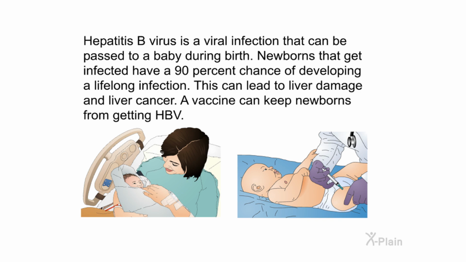Hepatitis B virus is a viral infection that can be passed to a baby during birth. Newborns that get infected have a 90% chance of developing a lifelong infection. This can lead to liver damage and liver cancer. A vaccine can keep newborns from getting HBV.